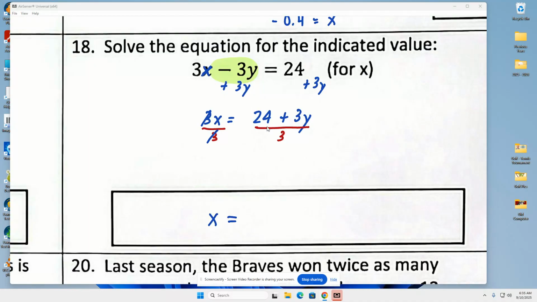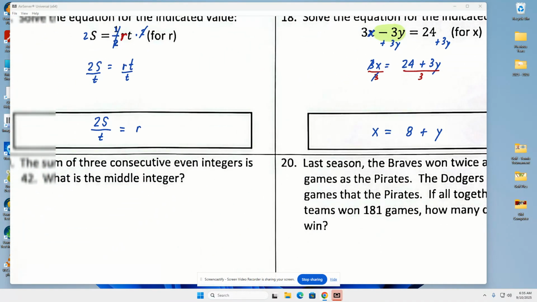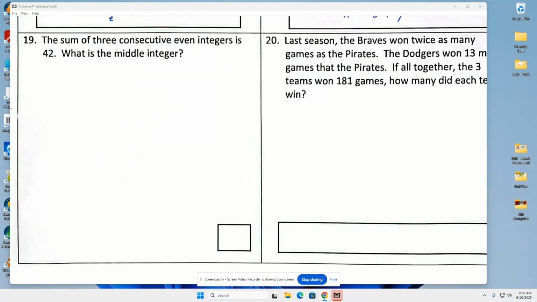But since 24 and 3 are both divisible by 3, I'm going to use distributive property. What is 24 divided by 3? Well, that's 8. And what's positive 3y divided by 3? Positive y. So x equals 8 plus y. Okay? Hopefully you guys recall that. It's pretty simple. Number 19.